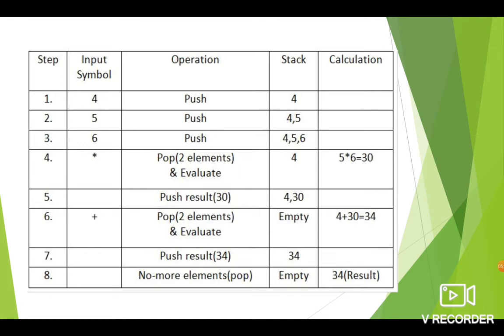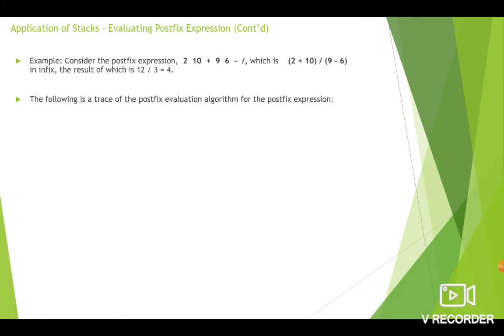Now the stack contains 4 and 30. The next symbol is plus. So again you have to pop two elements. The popped out elements are 4 and 30, and you apply the plus operator in between the operands. So 4 plus 30 gives you 34. So 34 is the result, and it is pushed back onto the stack. We don't have any more inputs in the expression, so you can pop out the stack content. Now the stack is empty and the result is 34.